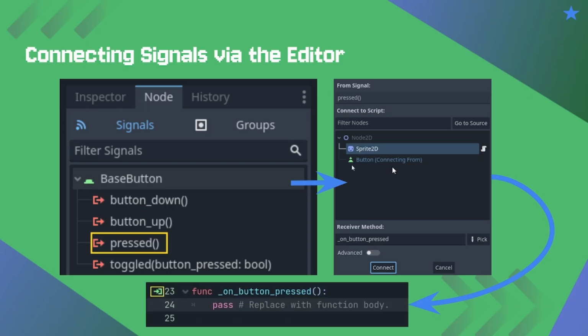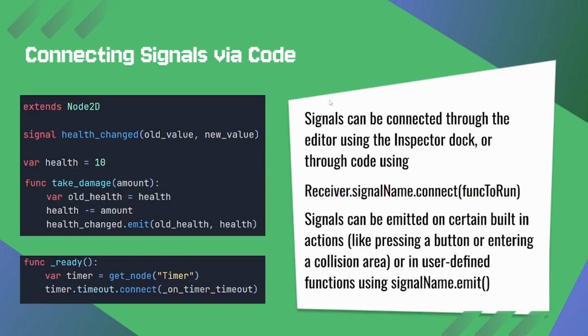All right, as you can see here, this is how it works. We have the little green arrow on the side too. We can also do it through code. So signals can be connected through the editor, through the inspector dock like we just saw, or you can do it through code. So to connect a signal, you would do the name of the receiver as like a class name, dot the name of the signal, so like the user defined signal here. You could also do built-in functions this way. Dot connect, and then as a parameter, it would be the name of the function that you want to run whenever that signal is emitted.